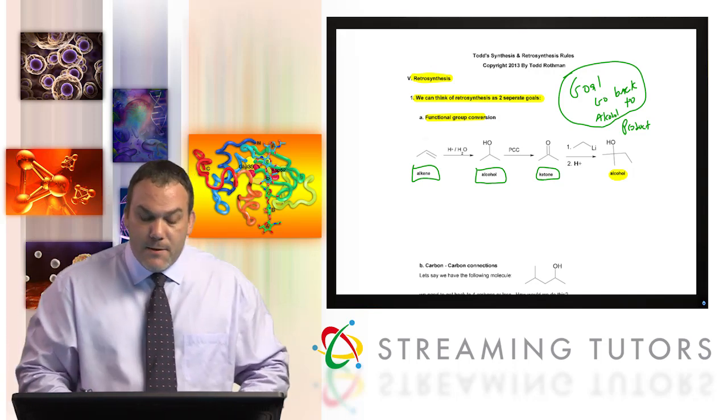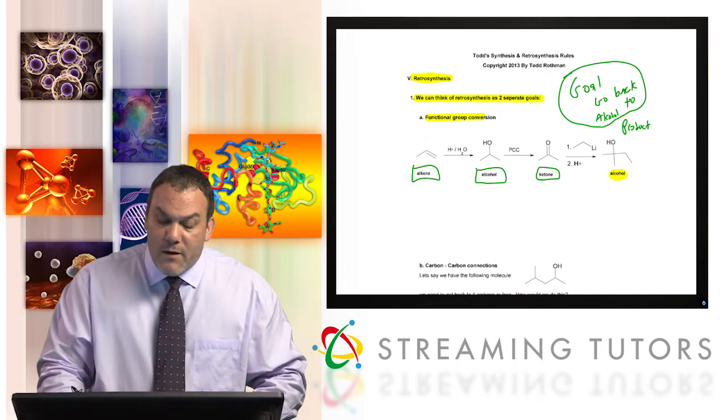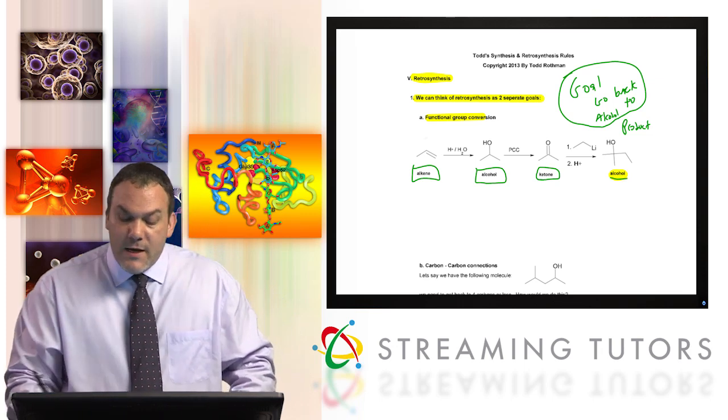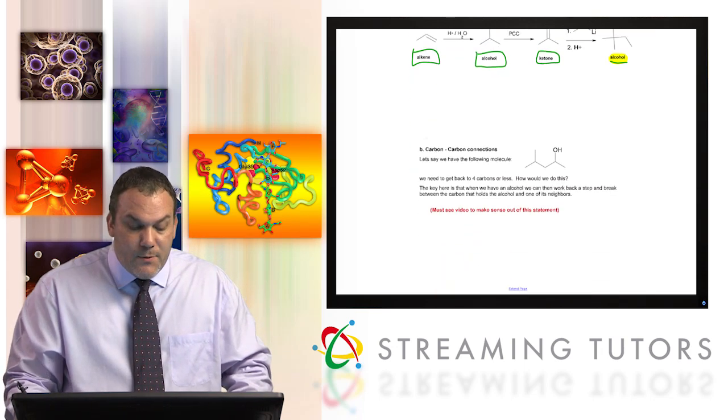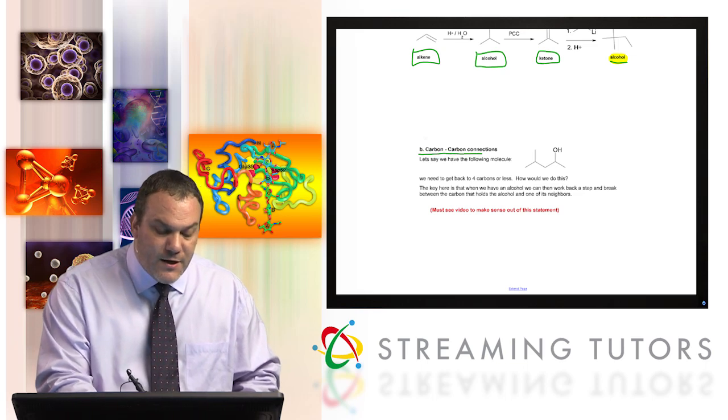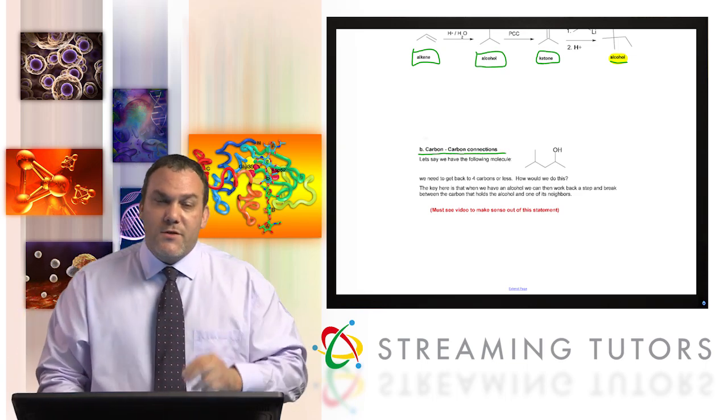And you'll see examples in a moment. But here's an example of functional group conversions. And now let's take a look at an example of carbon-carbon connection. That's your second goal for retrosynthesis.